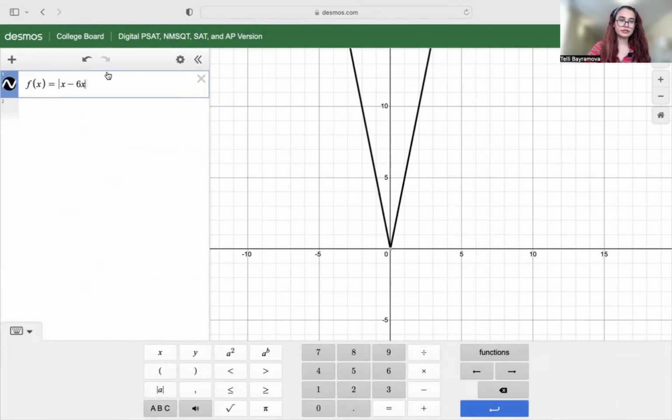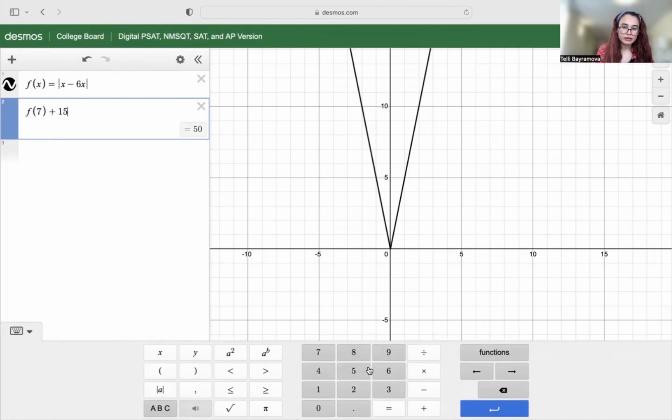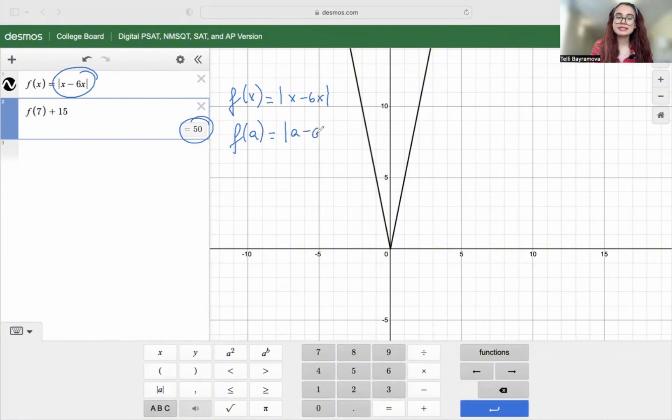Okay, this is the graph of it. The next one, we said that f of 7 plus 15 will be f of a, right? This is f of a, right? 50, and this is f of x. So how can we find f of a? Look, f of x equals x squared minus 6x, right? So f of a is a squared minus 6a, and we know that f of a equals 50.